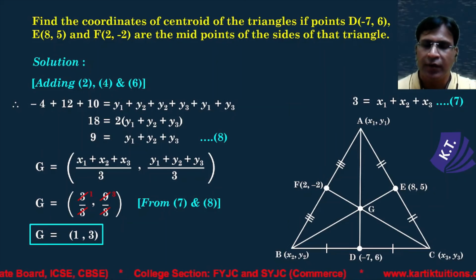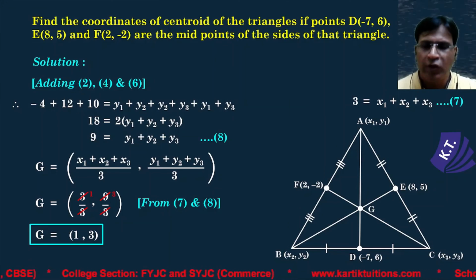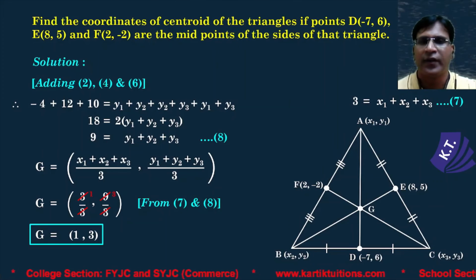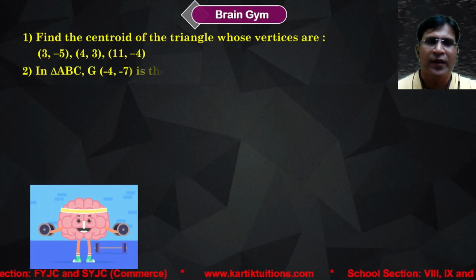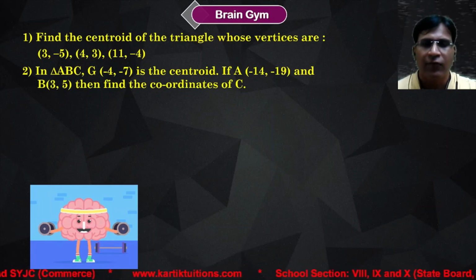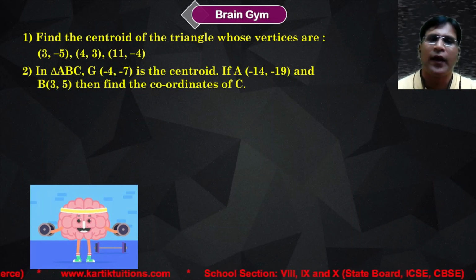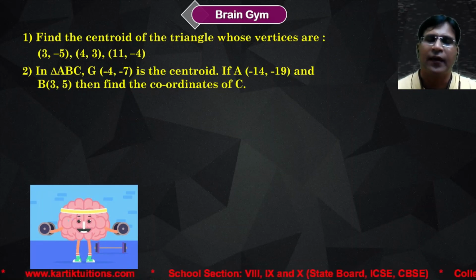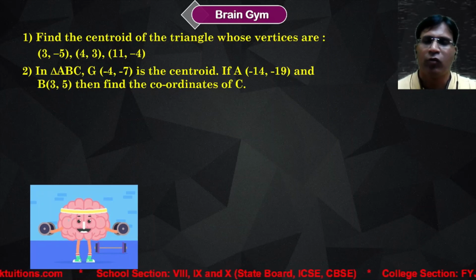Now in our brain gym section, again I have given you 2 sums which are interesting. Do rewatch this video and then try doing that sum. So let's go to our brain gym section. The first one is very easy. You have to just apply the centroid formula. In the second one, I have just given a bit of a twist. I have given you the coordinates of the centroid and you have to find the coordinates of point C. But if you apply the centroid formula and do the substitution properly, I am sure you will be able to get the answer.